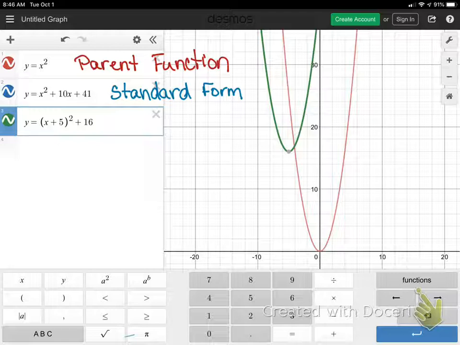I will tell you that the blue graph and the green graph are on top of each other, so you're only seeing the blue one, but they're both there. The blue graph and the green graph are the same parabola, exactly the same. Now, look at the green equation, and what can you tell me about that?